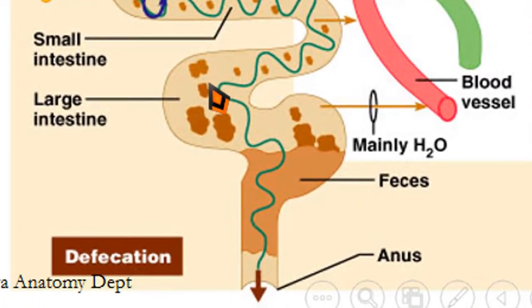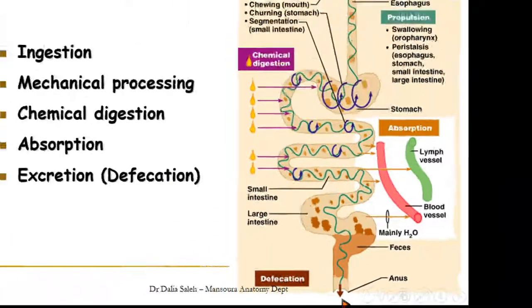Then the undigested food will move into the large intestine, where it is transformed into solid materials by reabsorption of water from this undigested food and formation of fecal materials. And then excretion or defecation takes place through the rectum and anal canal.